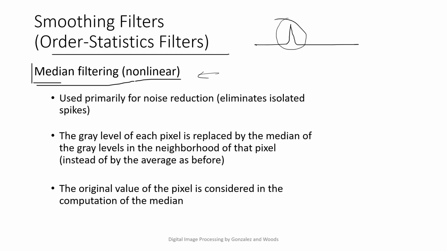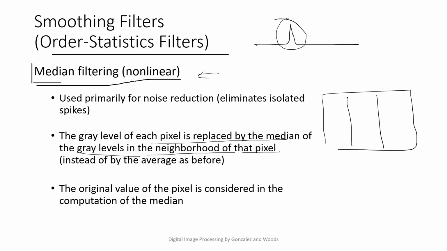That we'll see. The gray level of each pixel is replaced by the median of the gray levels in the neighborhood of the pixel. So here we are not going to take the average. Whatever neighborhood values are there, first we are going to sort them from lowest to highest. Suppose this is 10, 15, 20, maybe this is 0, then you have 255 here, then 11, 10, 9 and 7.